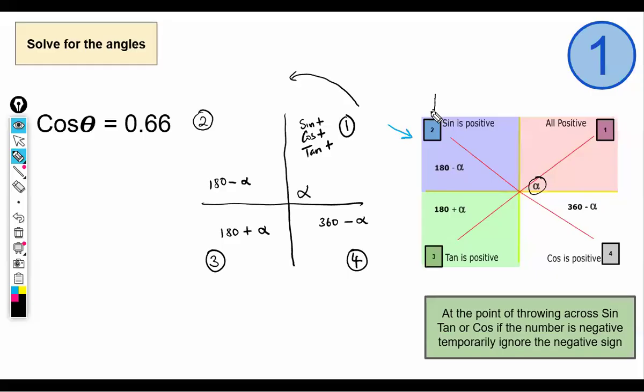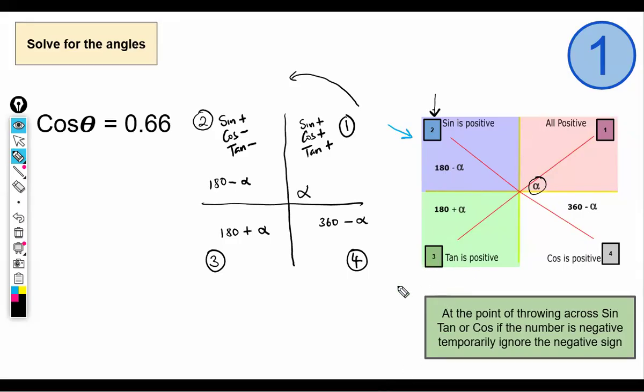When you go into section 2, you see a different note. You see sine is positive. This means in section 2, only sine is positive, not everybody. Only sine is positive, and everyone else who is not sine is negative. So in section 2, sine is positive and the other 2 are negative.